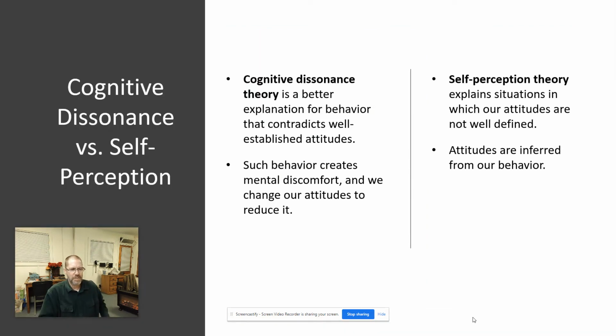Cognitive dissonance versus self-perception. So just so I mentioned, you could line these up categorically. Cognitive dissonance theory is a better explanation for behavior that contradicts well-established attitudes. If such behavior creates mental discomfort, we change our attitudes to reduce it. You're not really conscious that you're doing this.